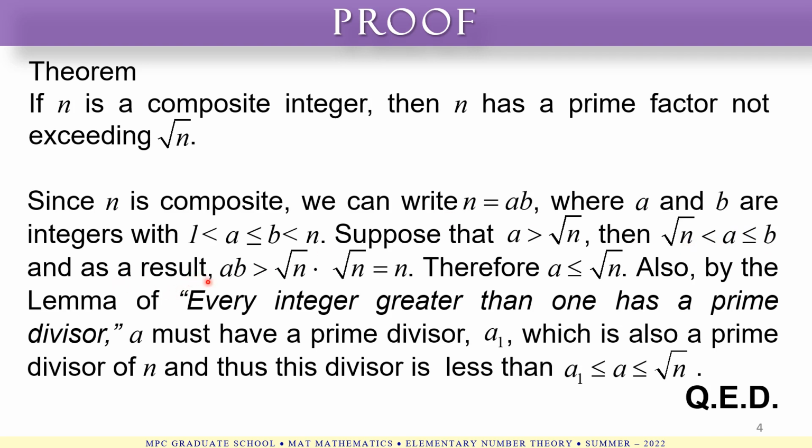As a result, the product of a and b is greater than the square root of n multiplied by the square root of n, which is equal to n. Therefore, a is less than or equal to the square root of n. Also, by the lemma that every integer greater than 1 has a prime divisor, a must have a prime divisor a sub 1, which is also a prime divisor of n. And thus, this divisor is less than or equal to the square root of n. End of proof.